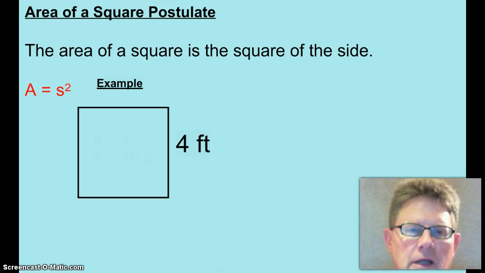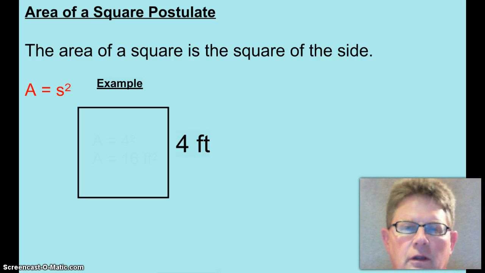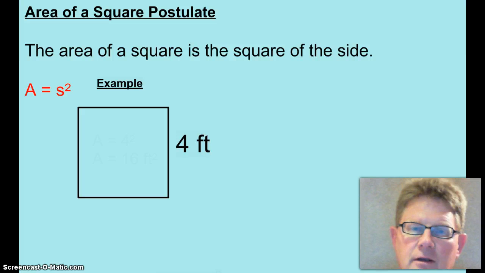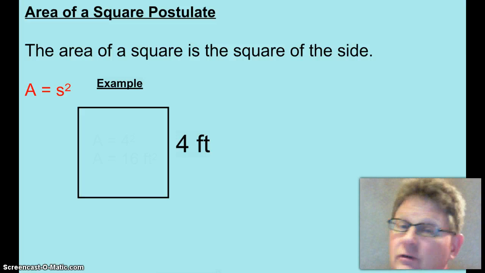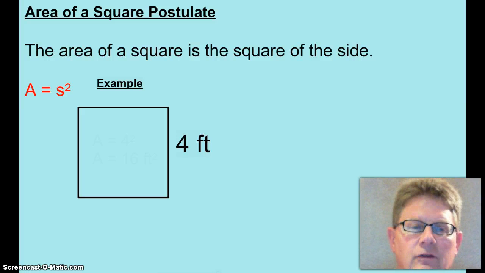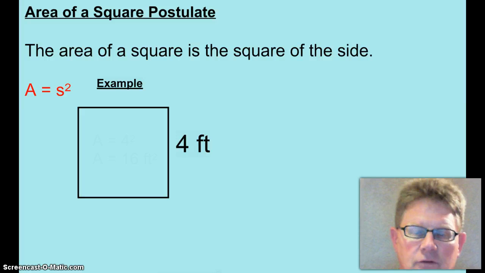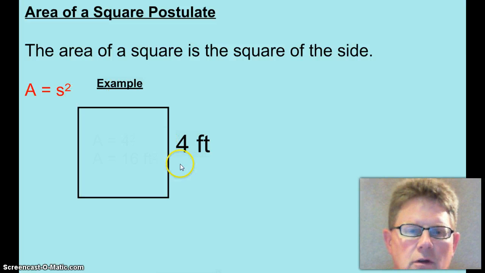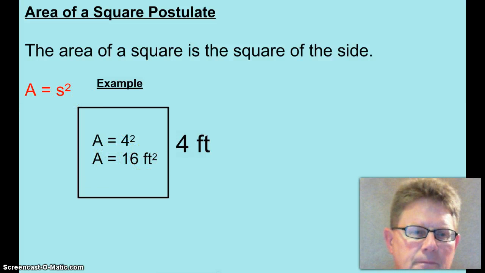The area of a square postulate. The area of a square is the square of the side. And this is where the algebra and the geometry cross over. That's why something to the second power is called squared, because it's representative of a square. This square has a side length of 4. So to find the area, square 4. The area is 16 square feet.